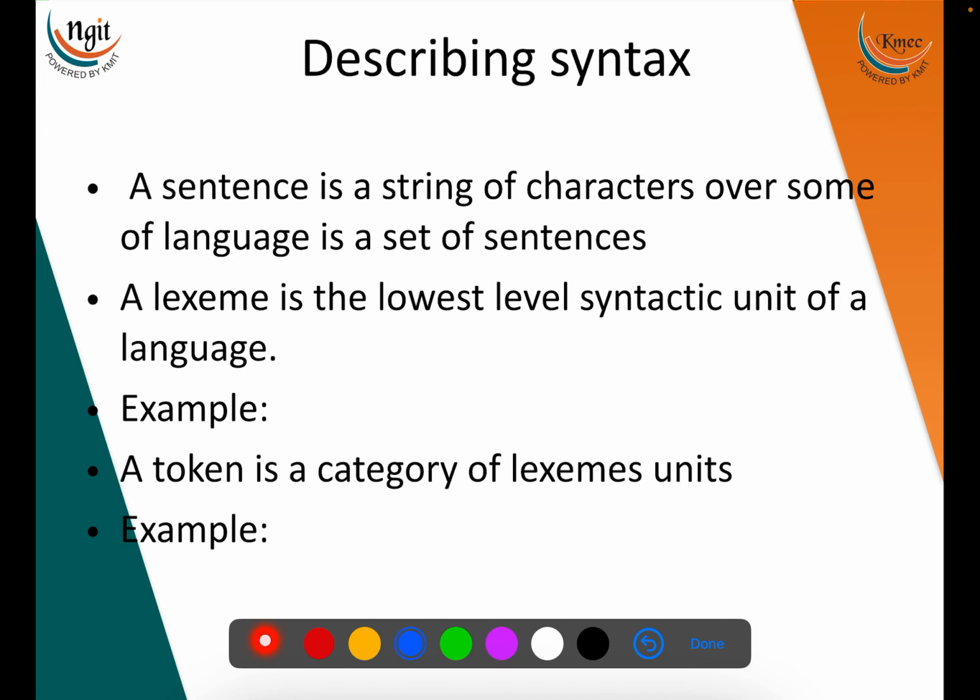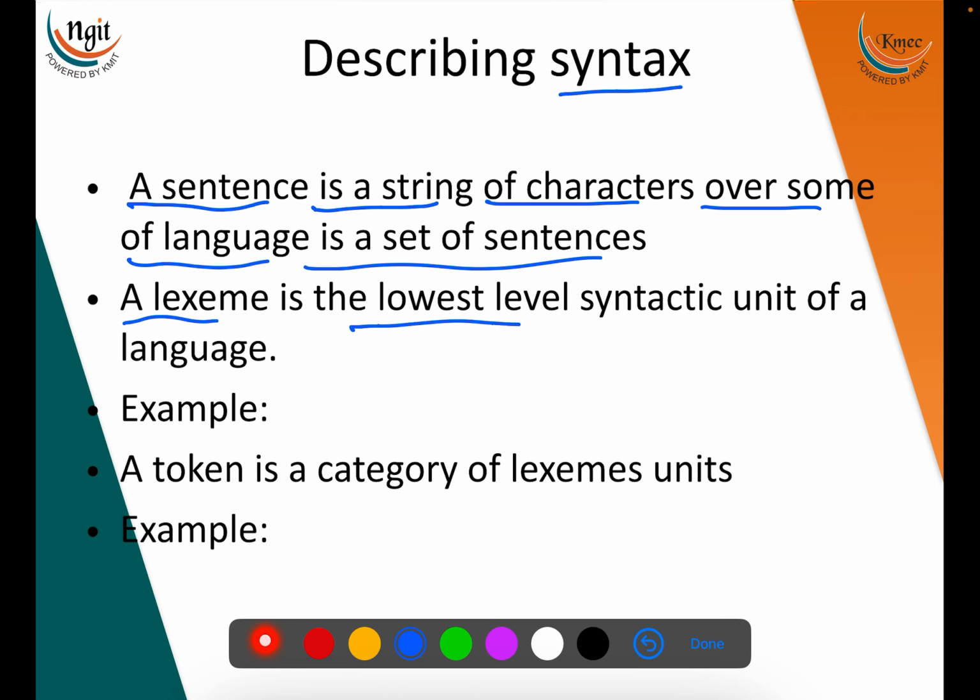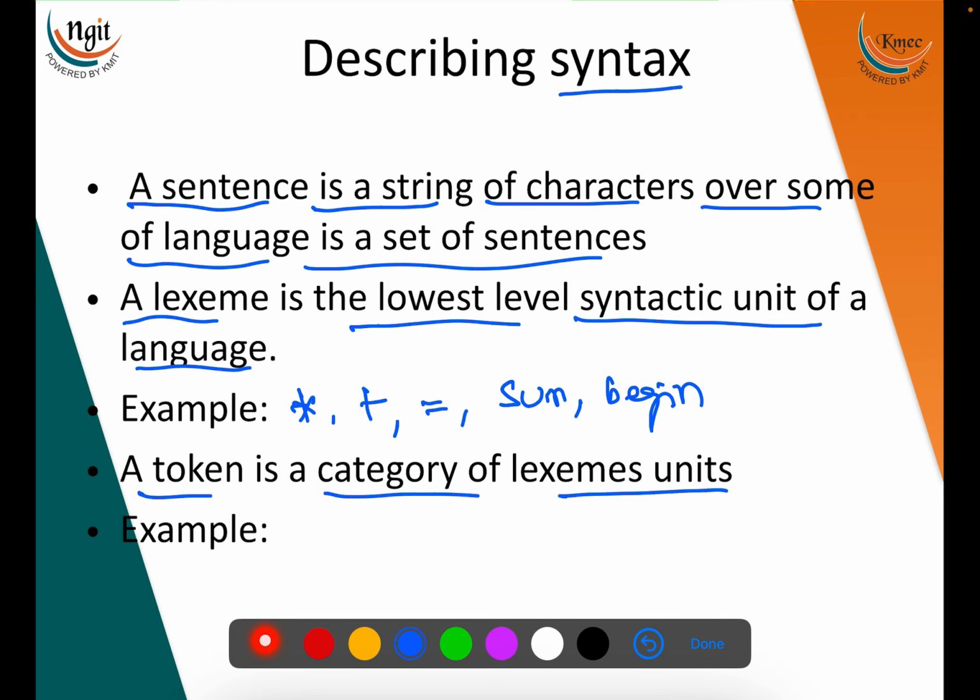Let's see about describing syntax. How do we describe a syntax? We need a few things. First, a sentence: a sentence is defined as a string of characters over some alphabet, and a language is a set of sentences. A lexeme is the lowest level syntactic unit of a language. Examples are star, plus, equal to, sum, begin. These are called lexemes. And a token is a category of lexemes.